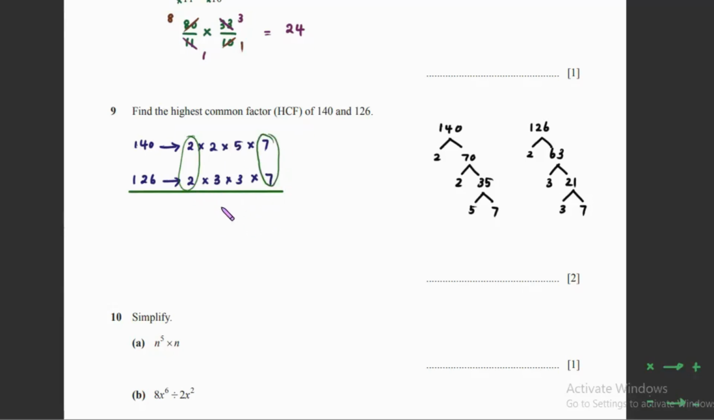So this makes 2 times 7, which is equal to 14. So this 14 is the highest common factor of 140 and 126. It's the largest number that can be used to divide both these two numbers.